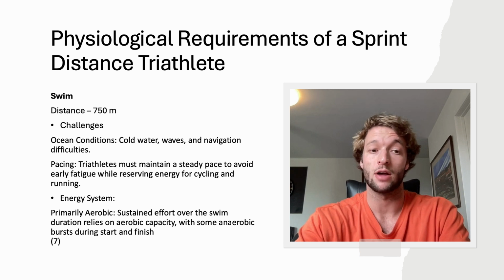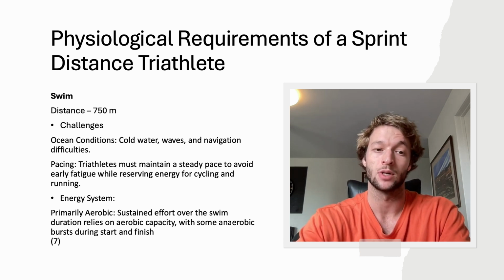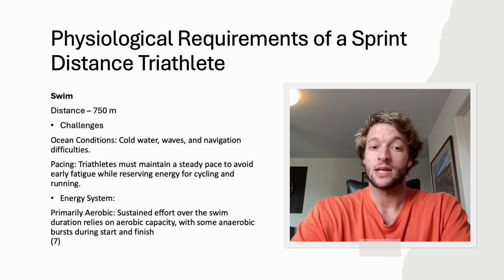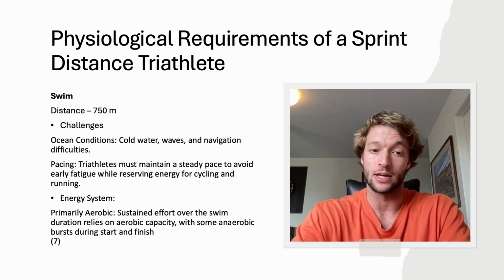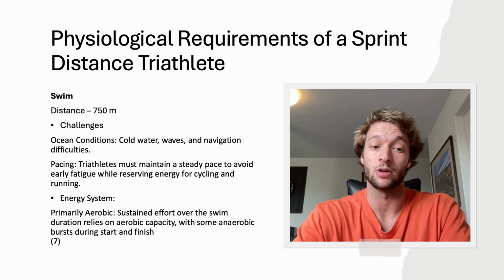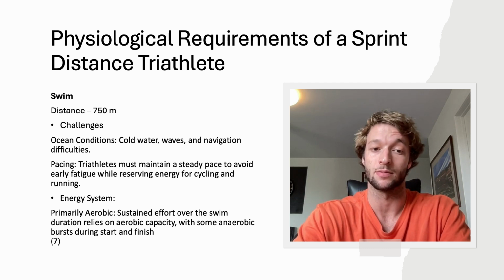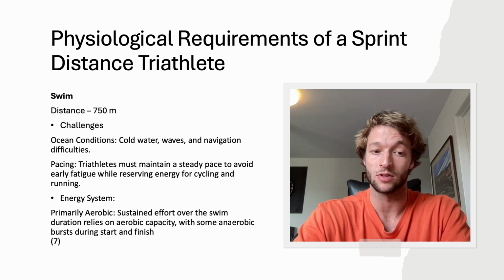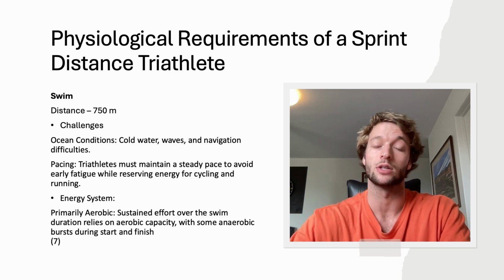The first part of the triathlon is the swim, and that's 750 metres for a sprint distance triathlete. Some challenges include the cold water, the waves, and navigation. Triathletes must maintain a steady pace to avoid early fatigue while reserving energy for the cycling and the running. The primary system used for this section is going to be the aerobic system, used for sustained effort over the swim duration. It relies on the aerobic capacity with some anaerobic bursts during the start and the finish.